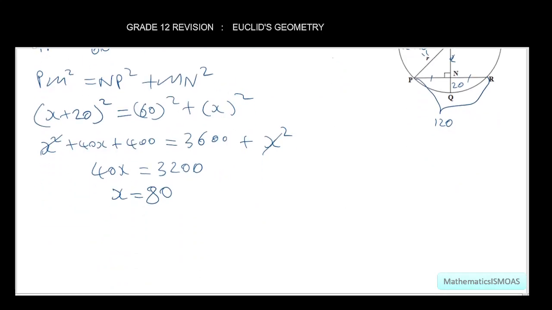Now that we know that x is equal to 80, then we say r is equal to what? Remember, r is equal to x plus 20, but what is the value of x? The value of x is 80. Then we say plus 20, therefore r will be what? r will be 100 units. That will be the value of r, 100 units.